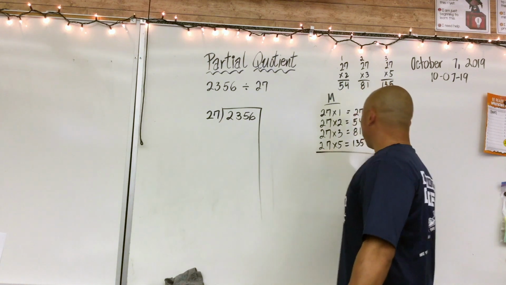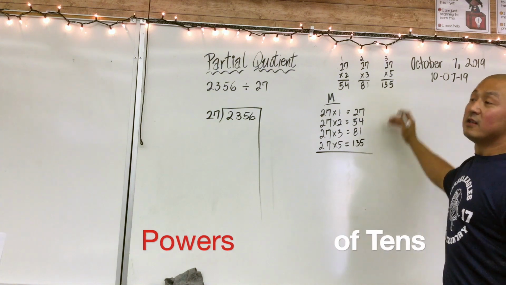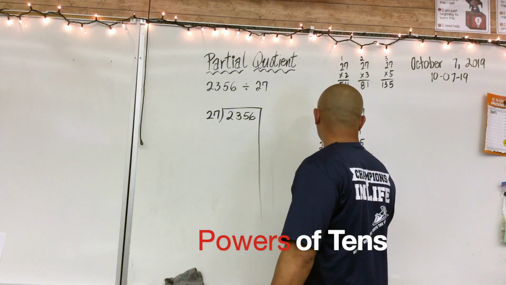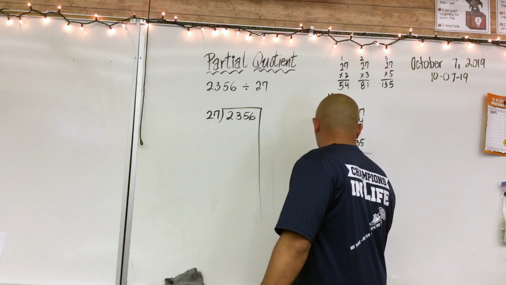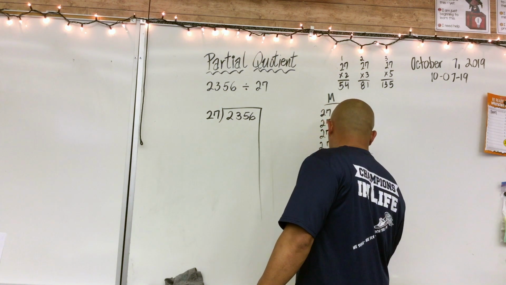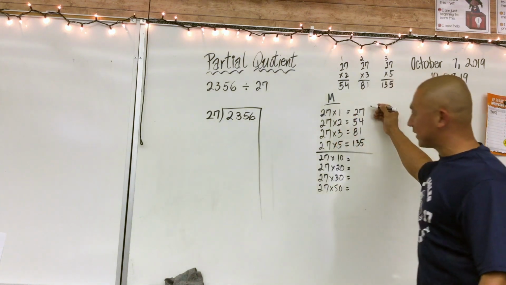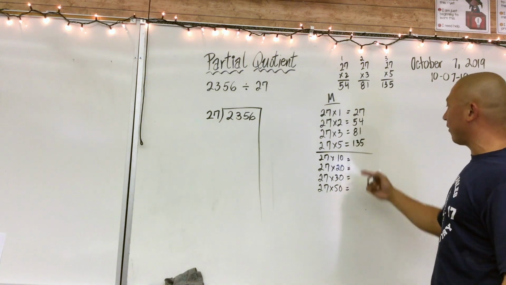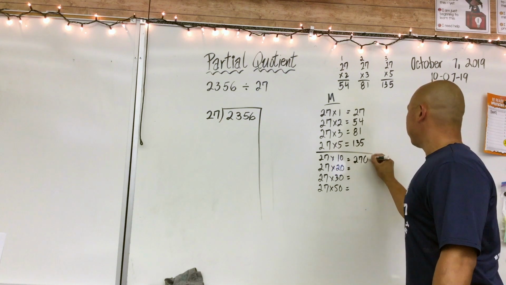So from here, you want to draw your line. And if you can multiply 1s, 2s, 3s, and 5s, you can move forward and now multiply 27 times 10, 27 times 20, 27 times 30, and 27 times 50. Understand your power of tens. You just need to take the product you just demonstrated in the first place and add an additional 0 at the end. So 27 times 10 will be 270.